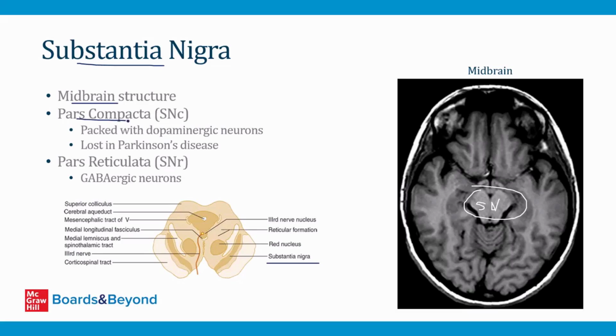The substantia nigra pars compacta, or the SNC, is packed with dopaminergic neurons, meaning they secrete dopamine. And as we'll talk about later in this video, these neurons are what are lost in Parkinson's disease. The other region of the substantia nigra is the substantia nigra pars reticulata, or the SNR. It contains GABAergic neurons, which are neurons that release GABA, which is an inhibitory neurotransmitter. And these neurons inhibit the thalamus and inhibit motion, as we'll talk about in just a minute.